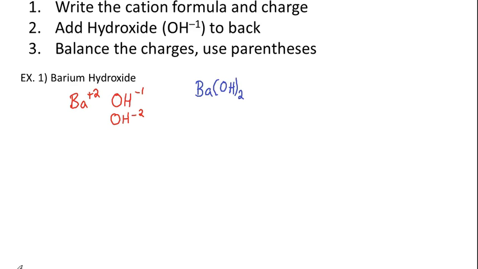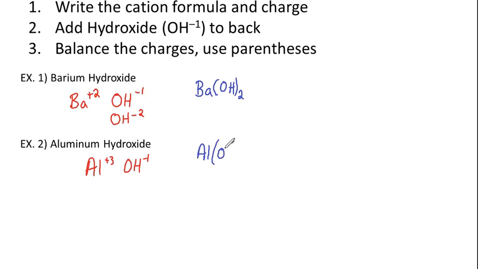To look at another example, we're going to look at aluminum hydroxide. In this case, aluminum has a charge of +3. Its symbol is Al. OH still has a -1. So many of you have figured out by now that in order to get these balanced, I'm going to need 3 hydroxides to balance out the 1 aluminum. So my formula for aluminum hydroxide is Al(OH)3. Again, since I needed more than 1 hydroxide, it has to go inside parentheses.